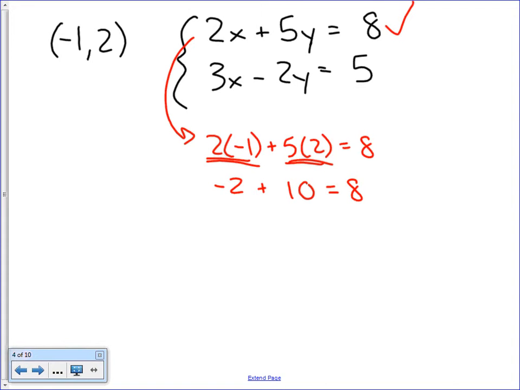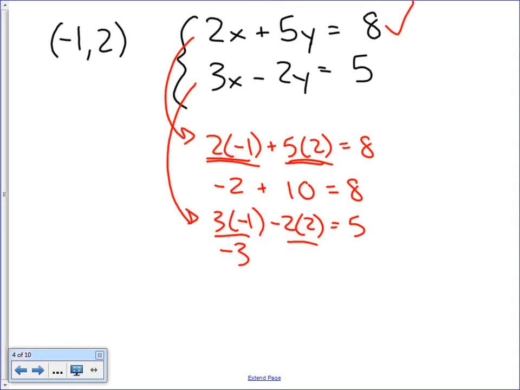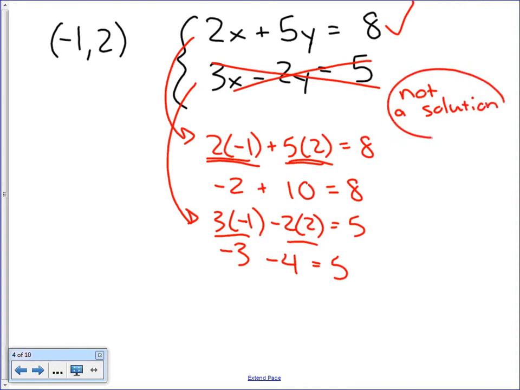Let's see if this one works for the next equation. So I have 3 times negative 1 minus 2 times 2. And I'm going to see if that equals 5. Again, do your order of operations, do your multiplication. So negative 3 and a negative 4. Does that equal 5? That one doesn't work out. So this one is gone. If it doesn't work for just one of them, we know it is not a solution. So if only one of them works, or if they both don't work, then it is not a solution.